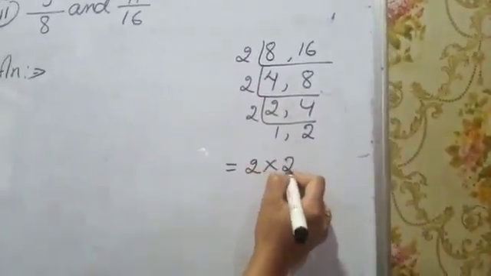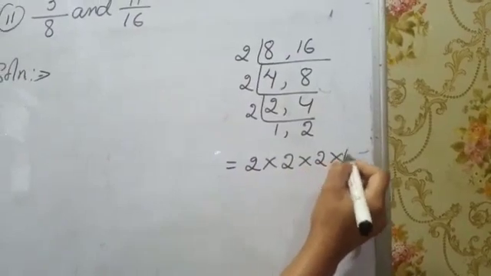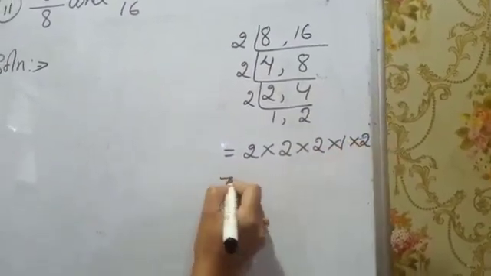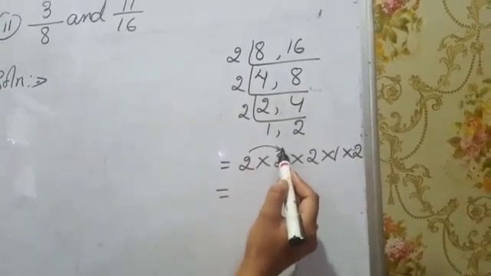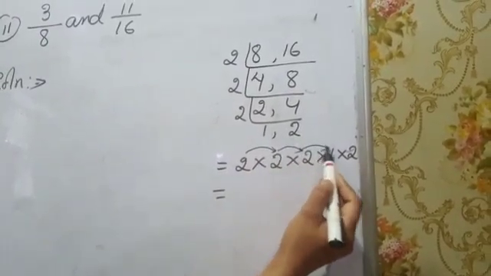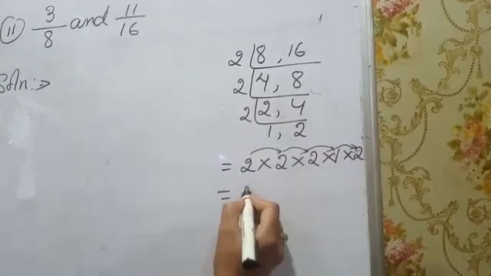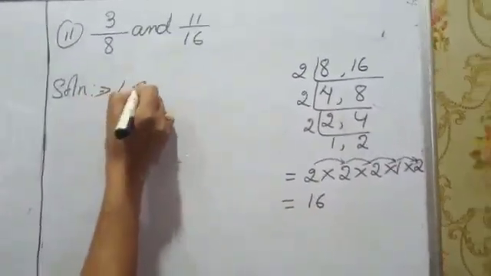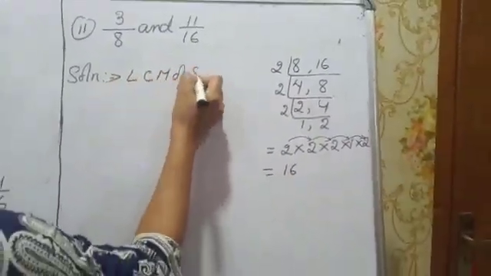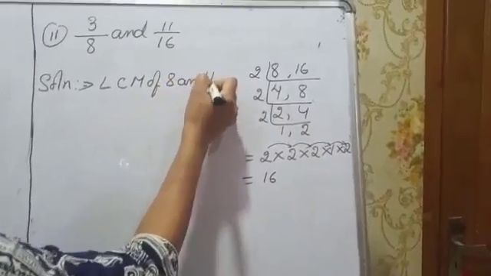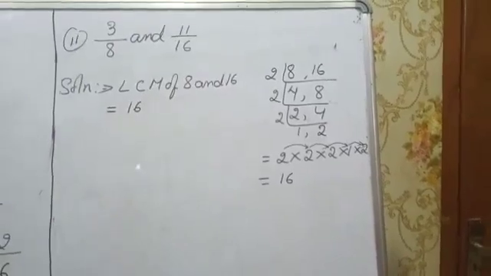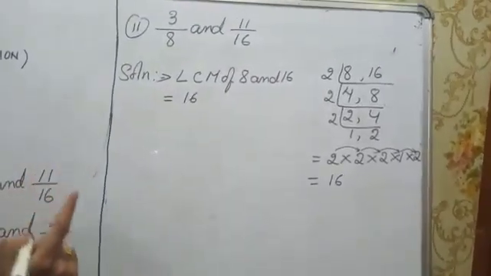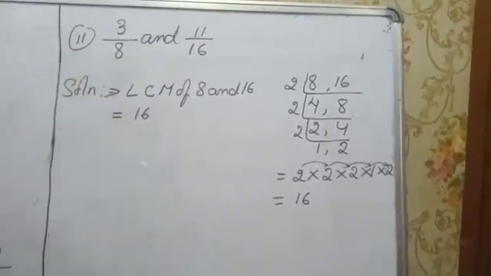2 into 2 into 2 into 1 into 2. So let's see how much we got. 2 2s are 4, 4 2s are 8, 8 1 is 8, then 8 2s are 16. So that means the LCM of the denominators 8 and 16 is equal to 16.